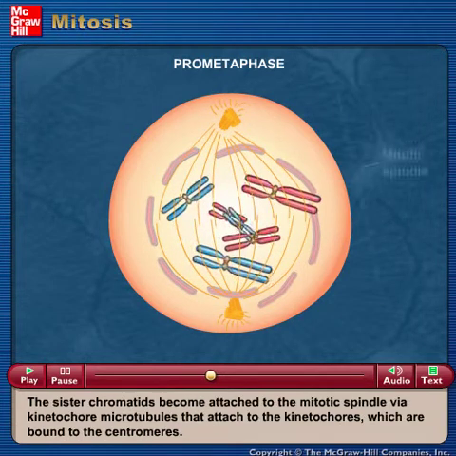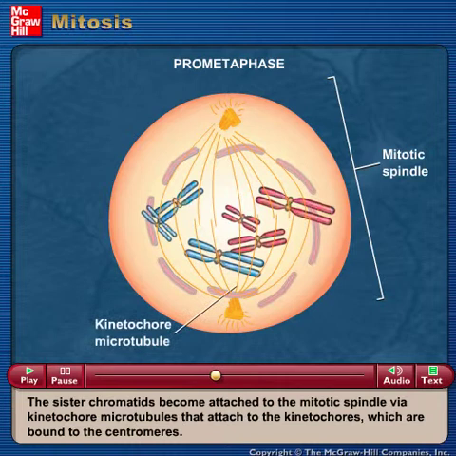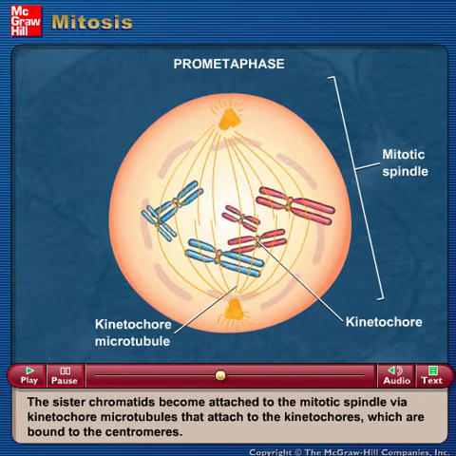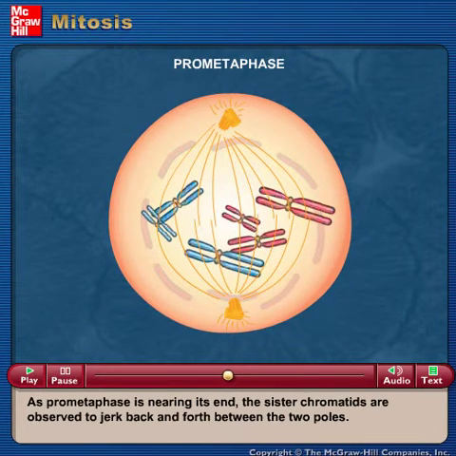The sister chromatids become attached to the mitotic spindle via kinetochore microtubules that attach to the kinetochores, which are bound to the centromeres. As prometaphase is nearing its end, the sister chromatids are observed to jerk back and forth between the two poles.